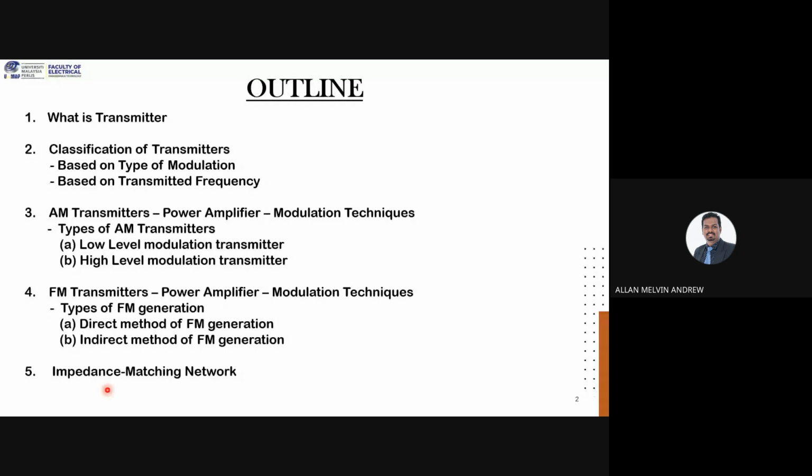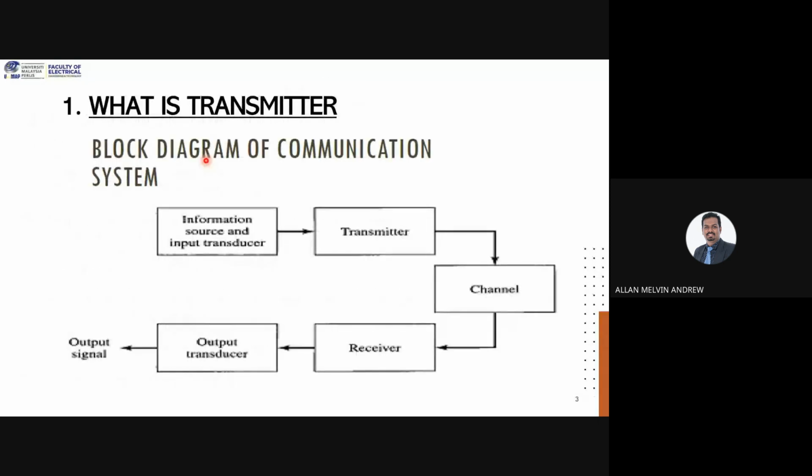So for this week we will be covering the first four parts, 1, 2, 3, and 4, and next week we will be covering the fifth part on the impedance matching network. So the lecture notes that I have given, we'll be covering for this week. Part 2 will be covered next week. Okay, so let us start with the first part.